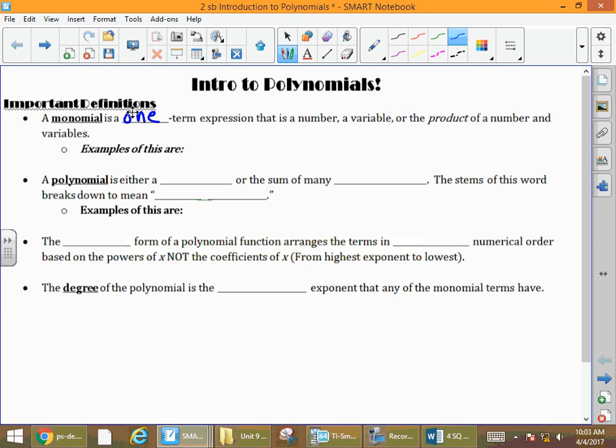So, for instance, we can say 4. 4 is a monomial. X is a monomial. There's a number, there's a variable. The product of a number and variable, 4 times x, we can multiply those two together. Keep in mind that it could also be something like x divided by 4. That's still a monomial. And if we want to get fancy, we could say x to the 4th. It's still a monomial.